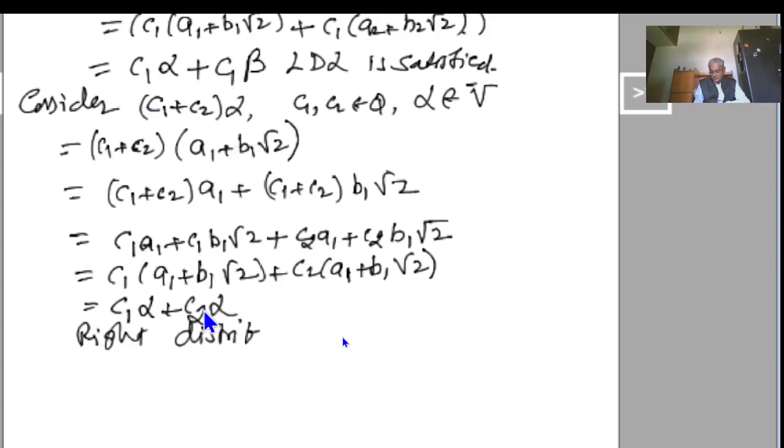In these two terms, C1 is a common factor with A1 plus B1 root 2, and here C2 is a common factor with A1 plus B1 root 2. This is equal to C1 into, what is A1 plus B1 root 2? This is our alpha, plus C2 into A1 plus B1 root 2, which is alpha. That is, (C1 + C2) into alpha equals C1 alpha plus C2 alpha. That is, the right distributive law is satisfied. Right, the distributive law holds. Okay, so both the distributive laws are satisfied.